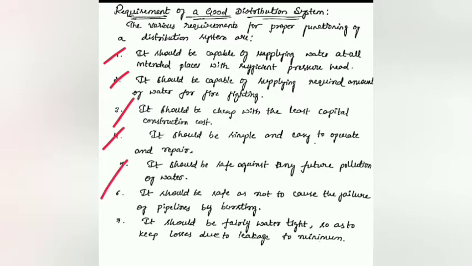Next point we are considering is it should be safe against any future pollution of water. As we know, along with the water supply, collection of sewage is another important component under the water supply and sanitation system. In future, it should not take any pollution coming into its way. That is why the complete layout of the distribution system should be laid properly, so there is no confusion in between that causes pollution.